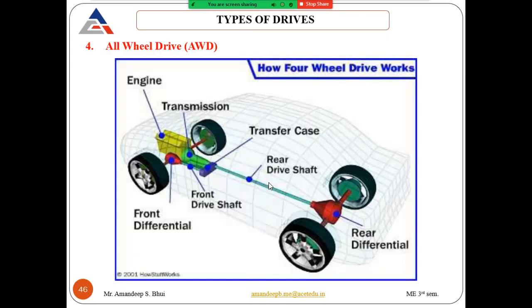So this is another configuration of all wheel drive. This yellow is the engine, green is the transmission. From the transmission, the power goes to the rear wheels with the help of the rear drive shaft to a rear differential and into the wheels. And from this transfer case, the purple one, the power is transmitted with the help of the front drive shaft to the front differential, and from the front differential to the front wheels. So this is an example of an all wheel drive.